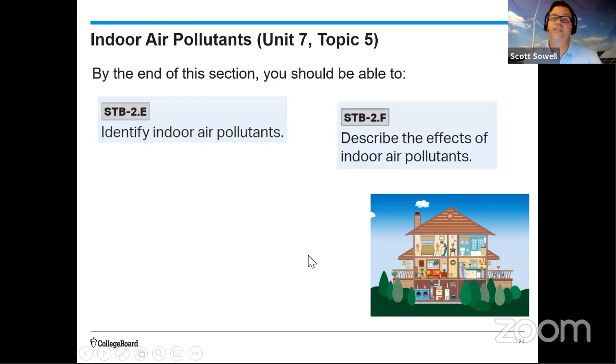And there's some things that we just don't think about on a regular basis. We think about factory smoke and pollution because we can see that it's visible to us. But a lot of times the indoor air quality problems in our homes are invisible.